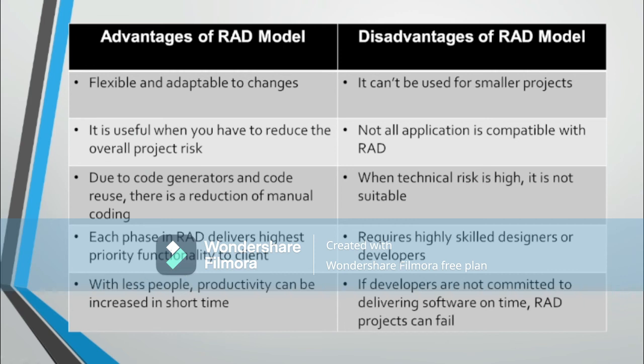Advantages of the RAD model: flexible and adaptable to change. It is useful when you have to reduce the overall project risk. Due to code generation and code reuse, there is a reduction of manual coding. Each phase in RAD delivers the highest priority functionality to the client. With fewer people, productivity can be increased in a short time.